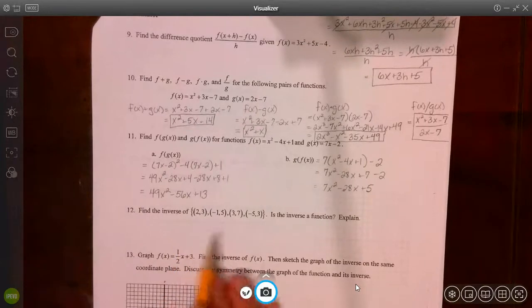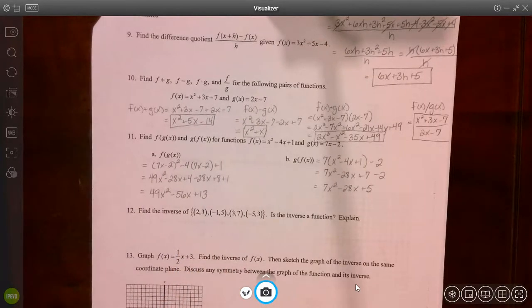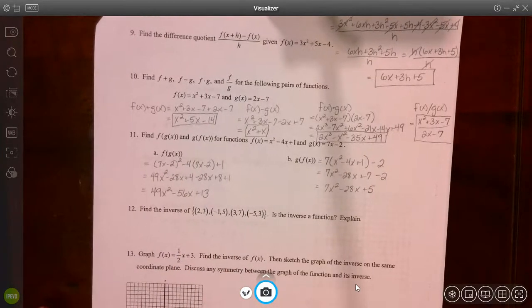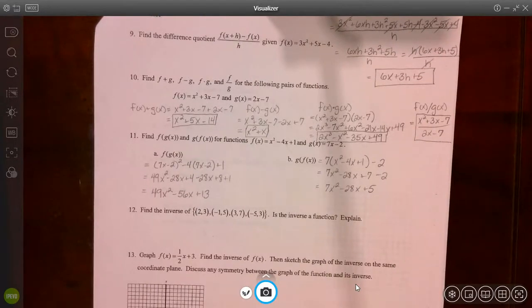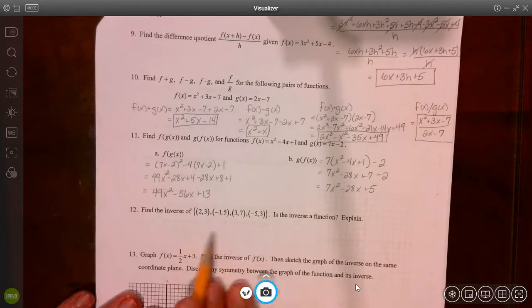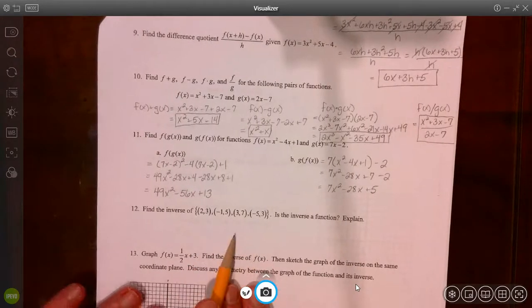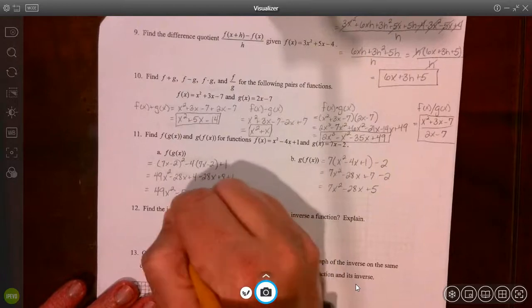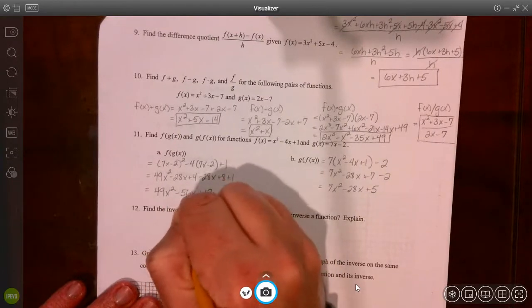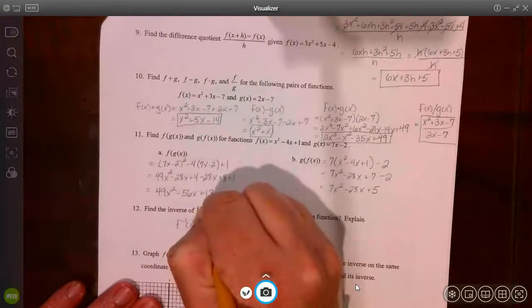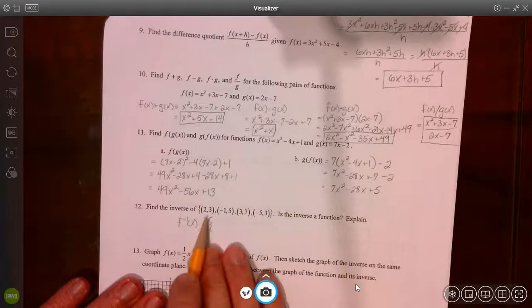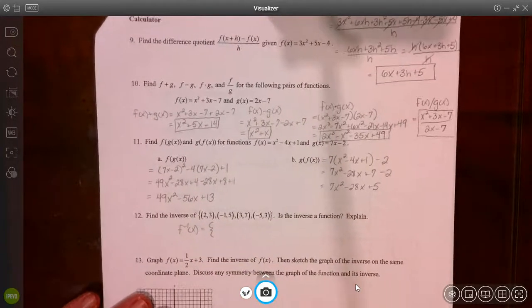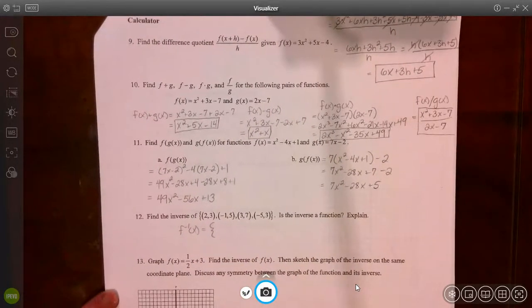It gives us the points (2, 3), (-1, 5), (3, 7), and (-5, 3). Is the inverse a function? Explain. All right. So when you're trying to find the inverse of a set of points, it's really easy. For my f inverse here, all I have to do is switch all of my x's and y's. That's what an inverse function really does.